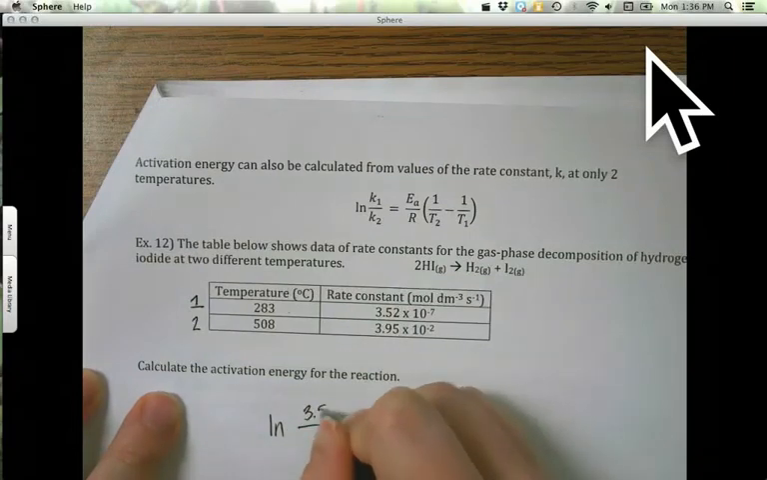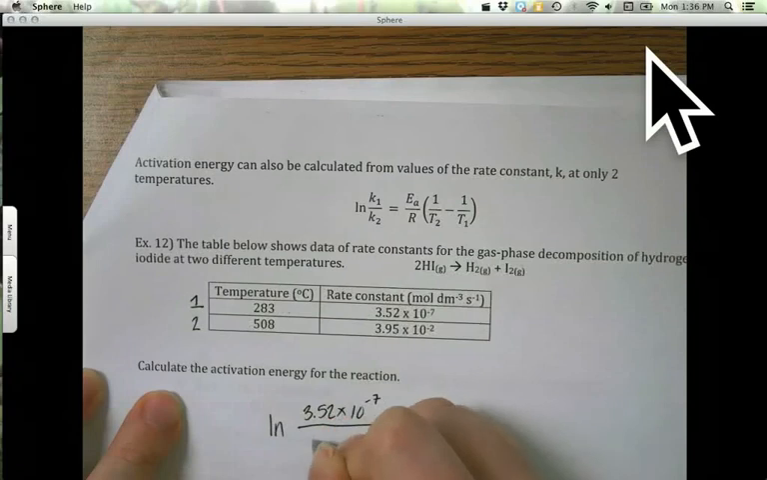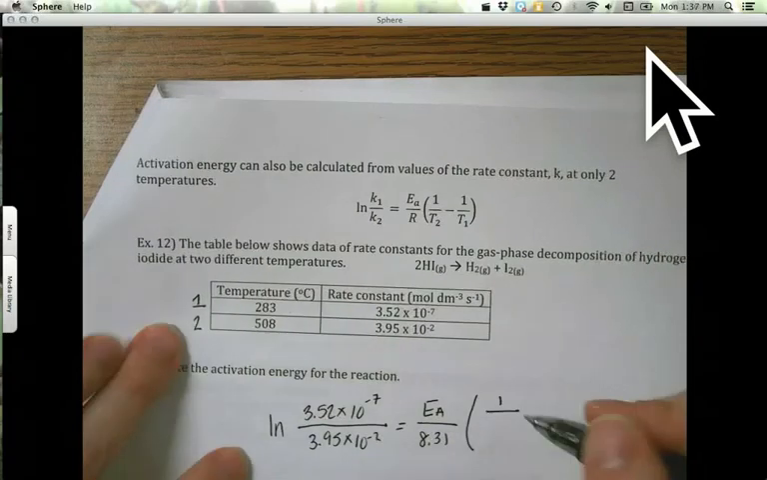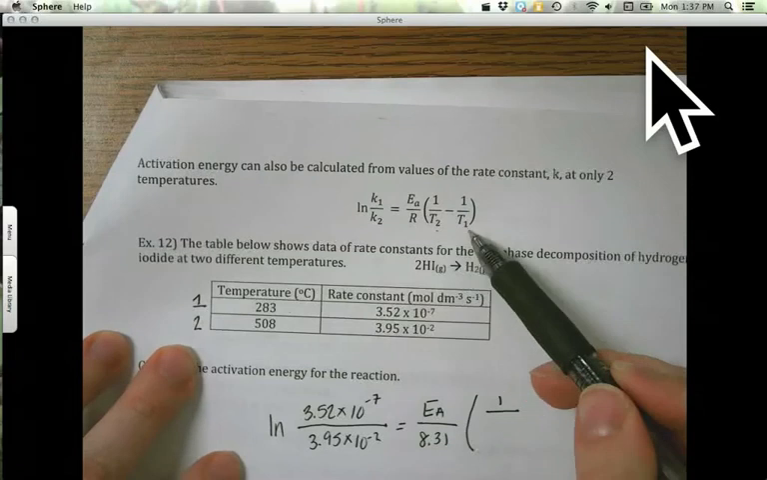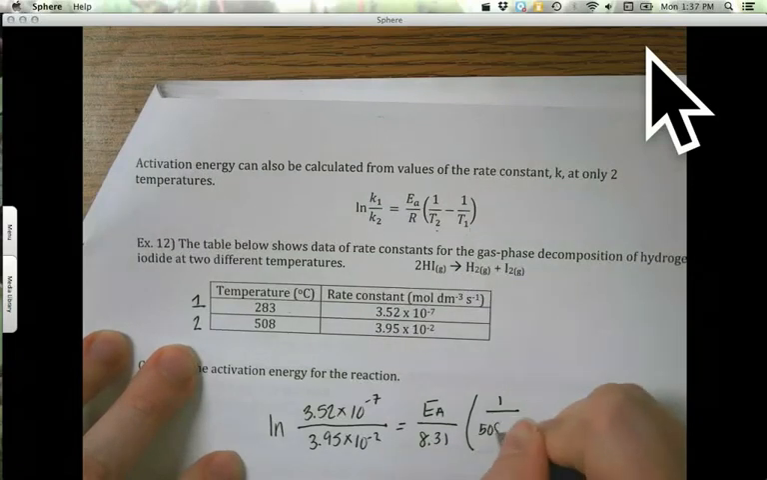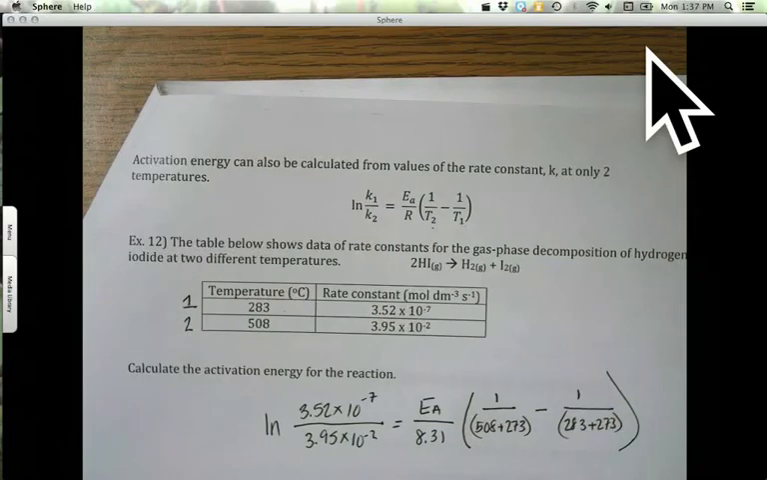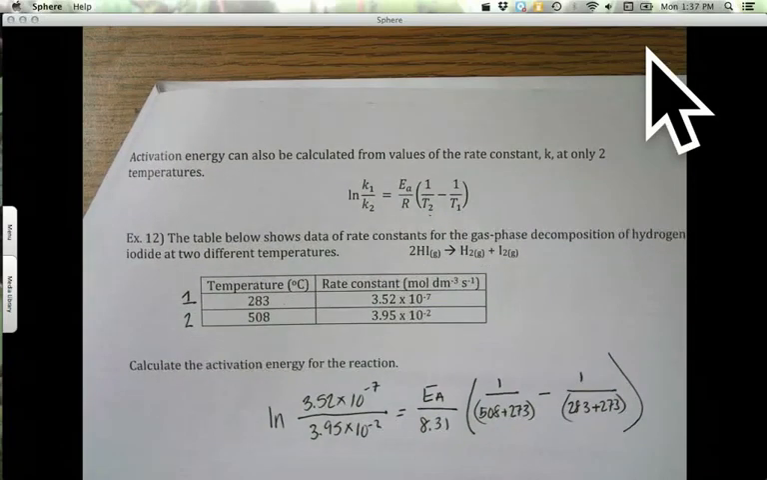So 3.52 times 10 to the negative 7 over 3.95 times 10 to the negative 2 equals Ea over 8.31, 1 over, now notice it's T2 minus T1. So that's going to be 508 Celsius plus 273 to get it to Kelvin, minus 1 over 283 plus 273 again to get it to Kelvin. Okay, and so we will solve this. I'll give you a minute to practice your math skills.